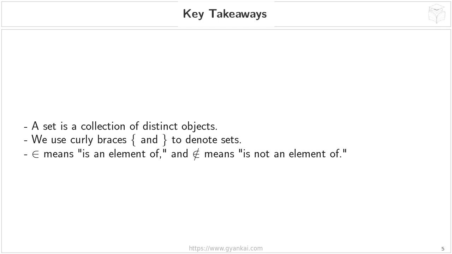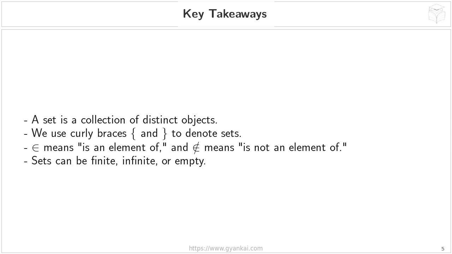Now let's talk about how we indicate if something belongs to a set. We use the symbol "is an element of," which looks like this: a sideways E within a larger in symbol. We would say "is an element of" or "belongs to." For example, if we have a set A and the number 2 is inside it, we'd write that 2 is an element of A. Conversely, if something is not in the set, we use a similar symbol, but with a slash through it, it's the "is not an element of" symbol.